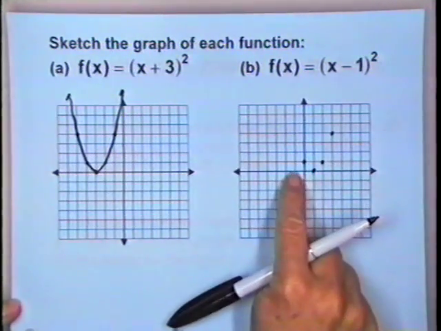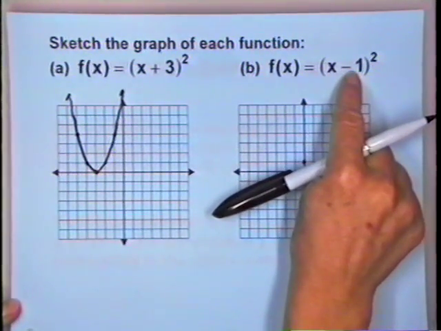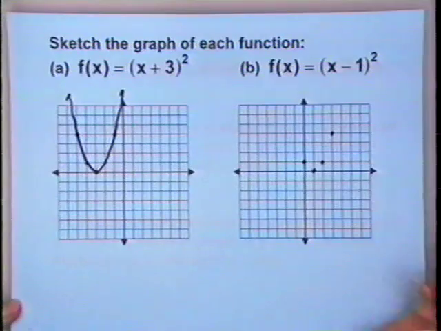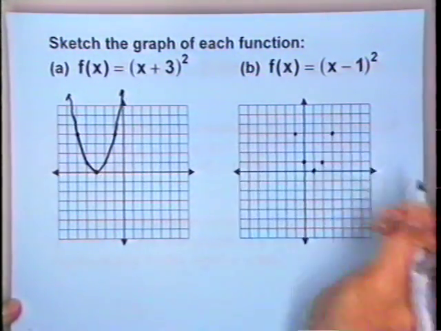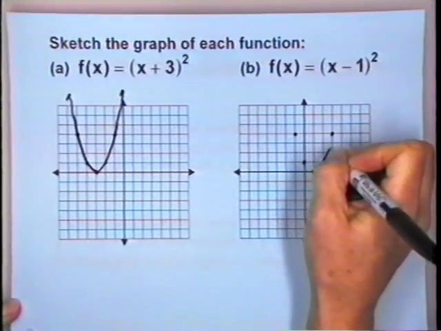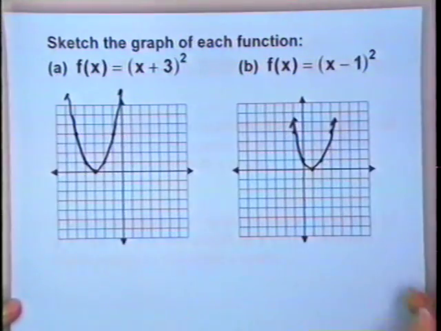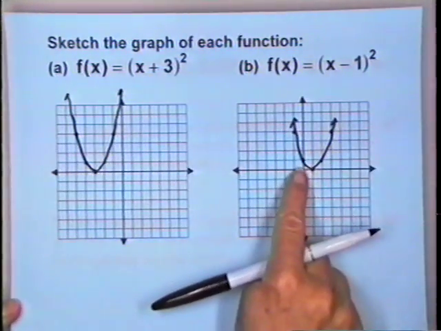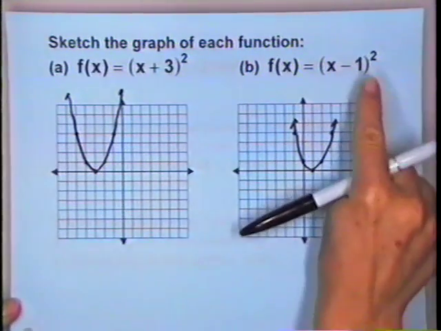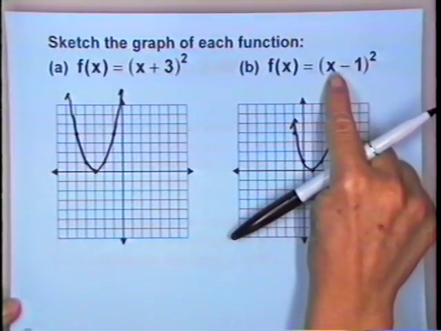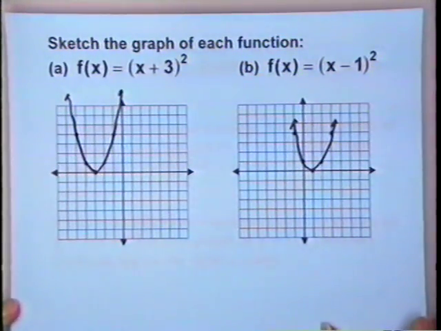Let me go back over here and show you about negative 1. Negative 1 minus 1 is negative 2. When you square negative 2, you get 4. So when x is negative 1, we have 4. And again, you see our parabola taking shape, our y equals x squared shape here. But what's happened this time? Our vertex has done what? It has moved to the right 1 unit. So subtracting 1 from x before we squared had the effect of moving our graph to the right.